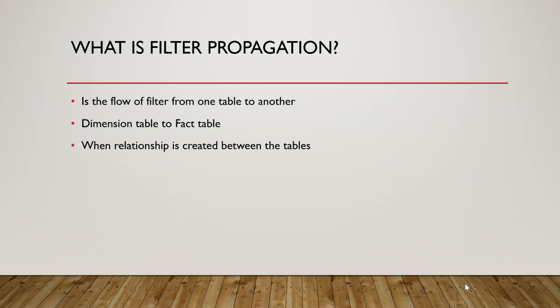What is filter propagation? Filter propagation is the flow of filter from one table to another. For instance, we have two tables. One has the student information, which is a kind of transaction table, or you can say fact table, and another is a table with the student roll number. The student roll number table will act as a dimension table. It will have only a single column.